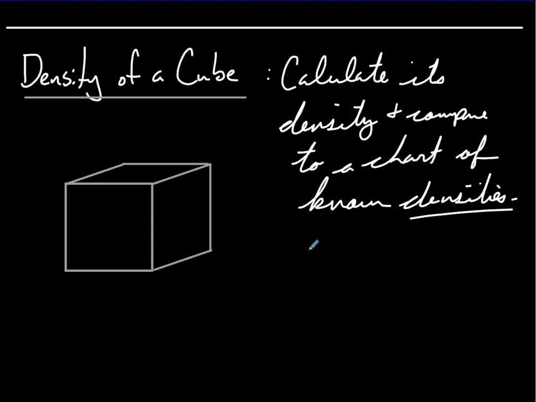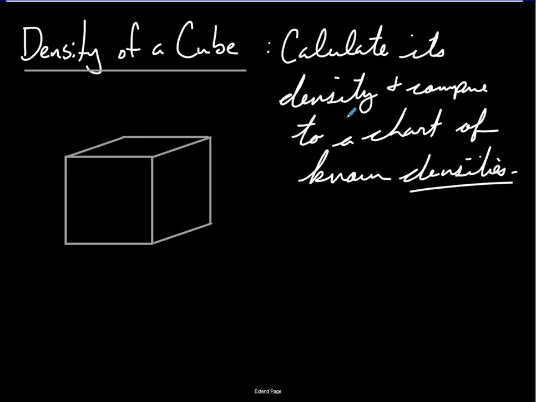Okay, so that's what we need to do. We need to find its density and compare to a chart of known densities. So do you guys know what density is? What is density? Okay, so how compact it is, sure. Can you give me like a more mathematical definition of it?